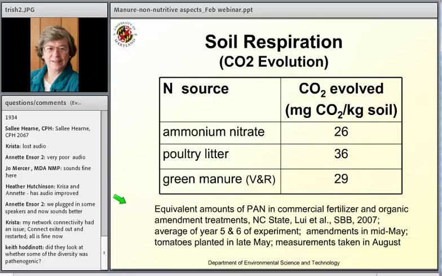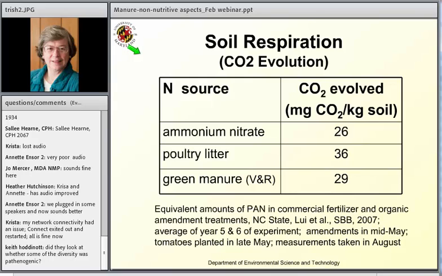Okay, now another, and again, this is a very crude way. We've been able to measure soil respiration for a long, long time. Essentially, you put a little beaker and you trap your carbon dioxide evolution. This has been done since the early 1900s. In this particular study, they put on equivalent amounts of PAN in commercial fertilizer and organic treatments. This was a long-term experiment.